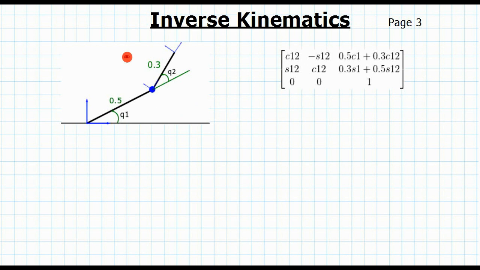Okay, so this is our starting point for computing inverse kinematics. Let's assume that we want our end effector to be at this point in space. So it will have coordinates a and b. Let's draw these coordinates. Okay, so we will have coordinates a and b.